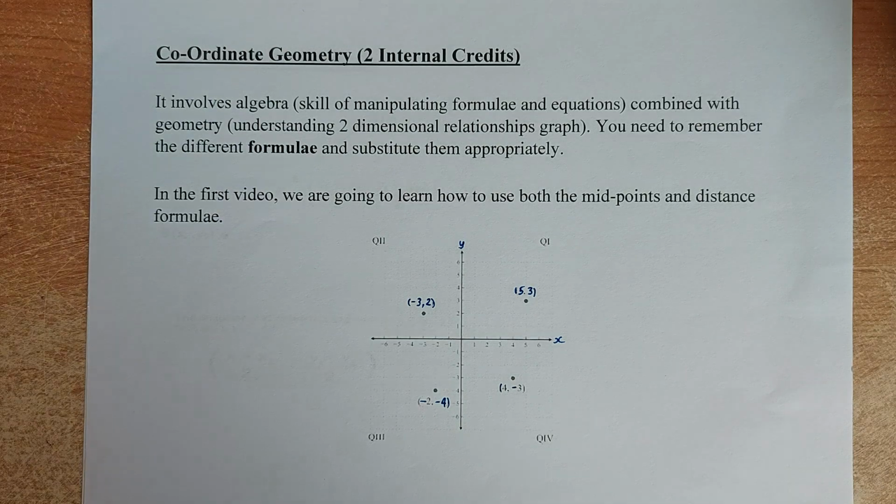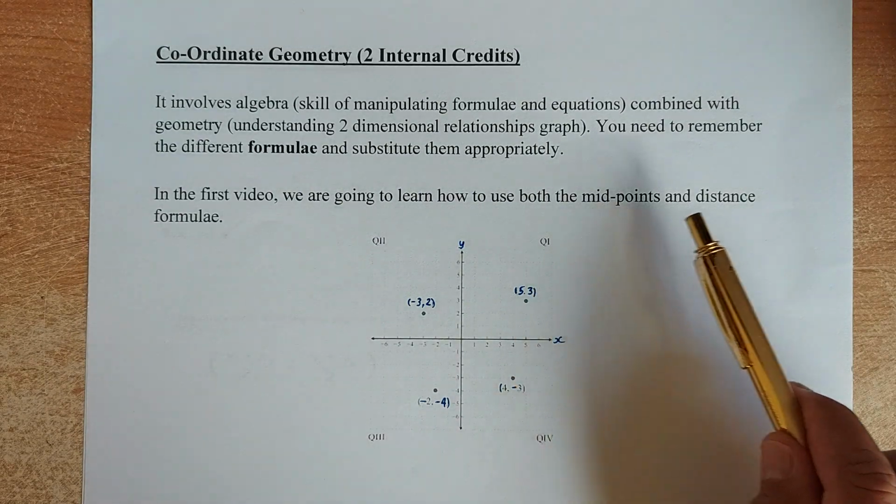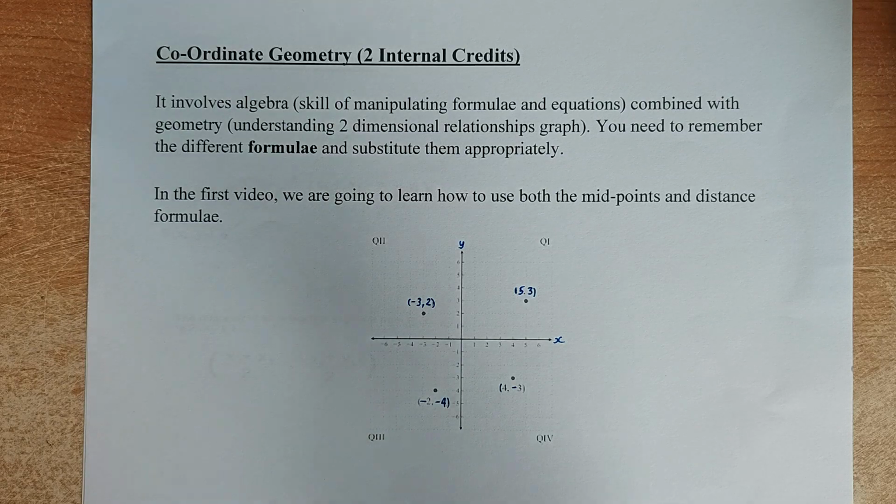the 2 internal credit. So there are 2 videos for coordinate geometry. The first video, which you're watching now, is called how to calculate both the midpoints and distance. And you need to remember the 2 formula, be able to substitute into this formula, and you should get an achieve. So before we even do the coordinate geometry, we need to know what coordinate means.